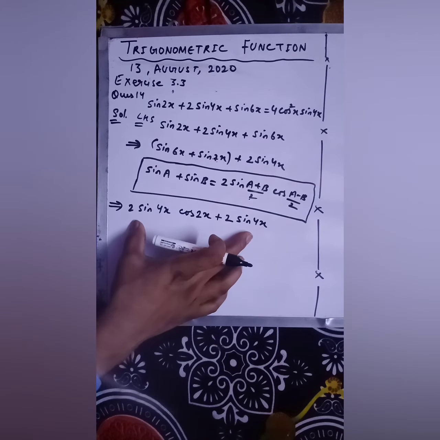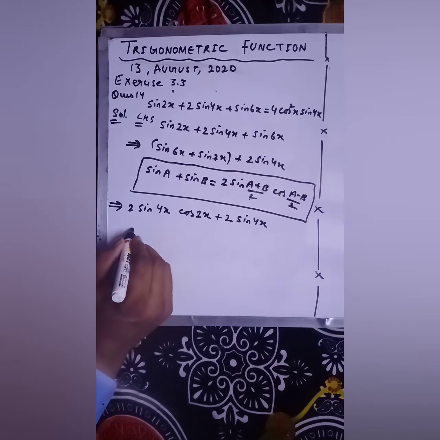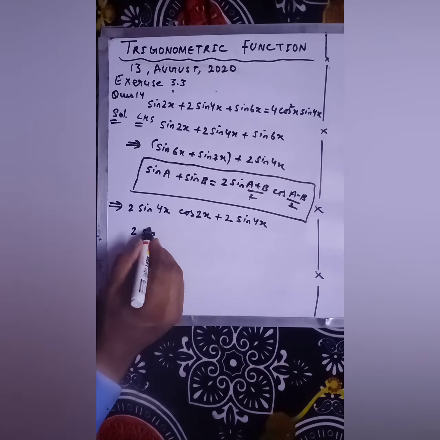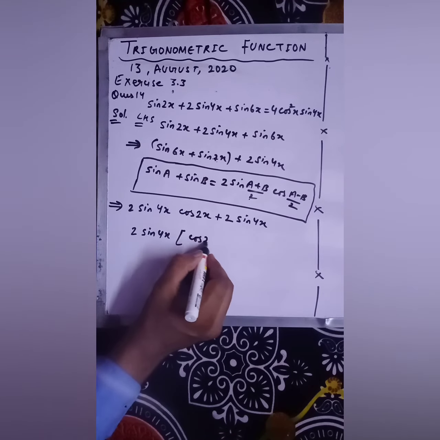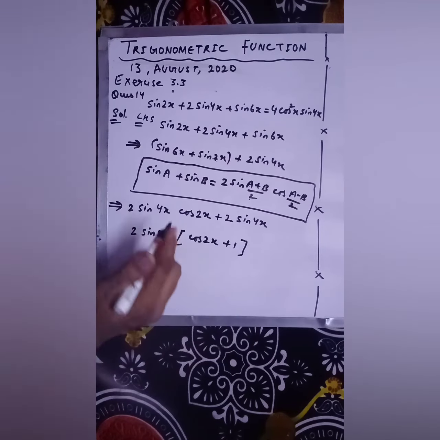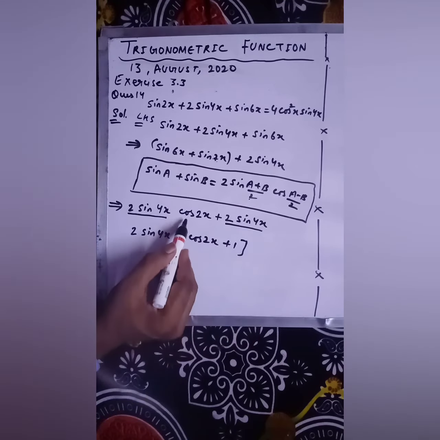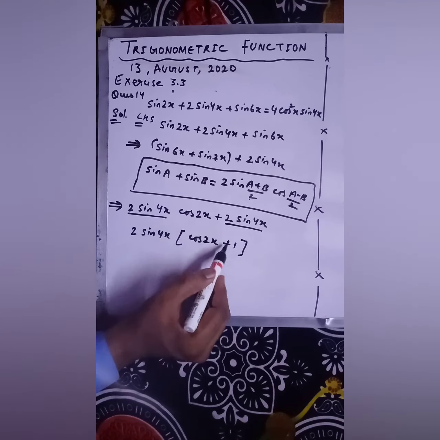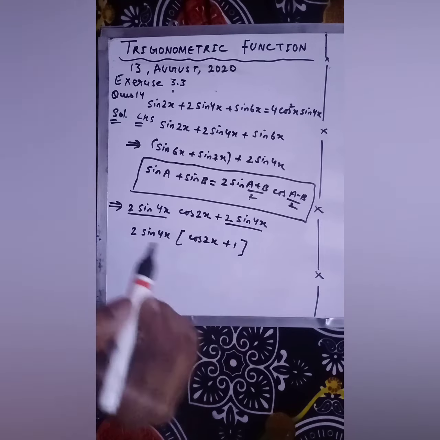After this step, what you have to do, you have to take 2 sine 4x common, so you will get 2 sine 4x, and here you will get cos 2x plus 1. When you take this whole term as common from these two, you get cos 2x plus, and for the common term you write 1 only.